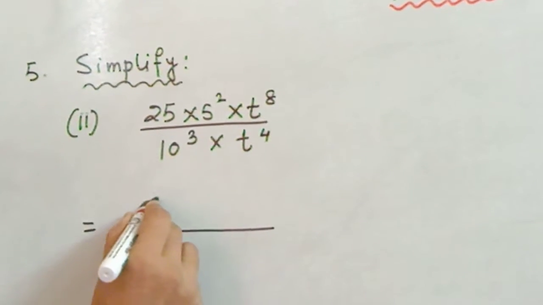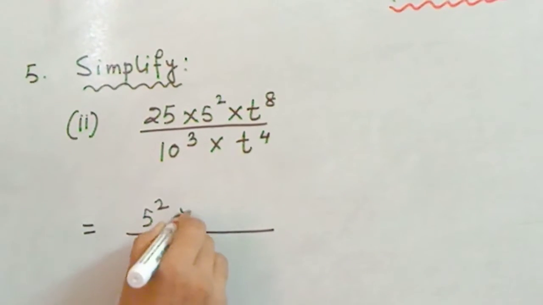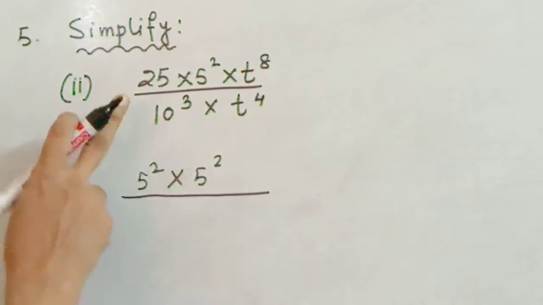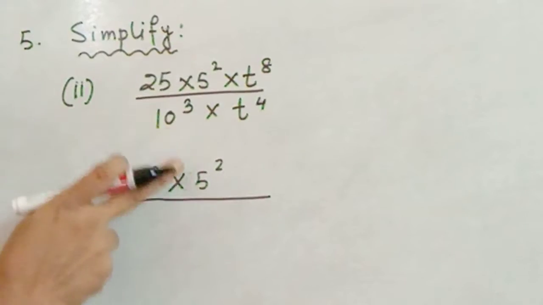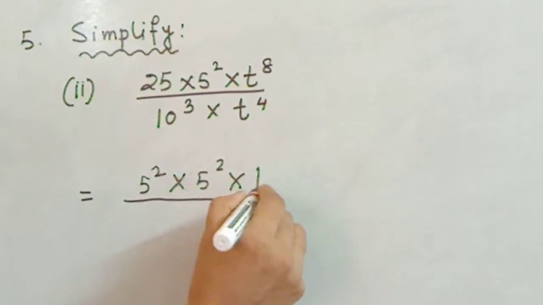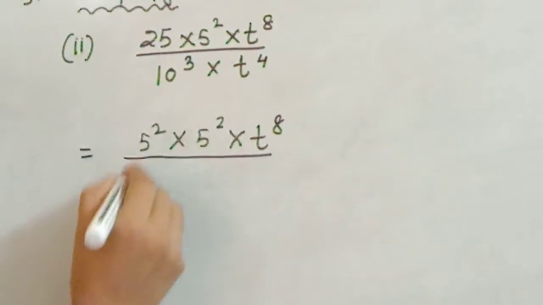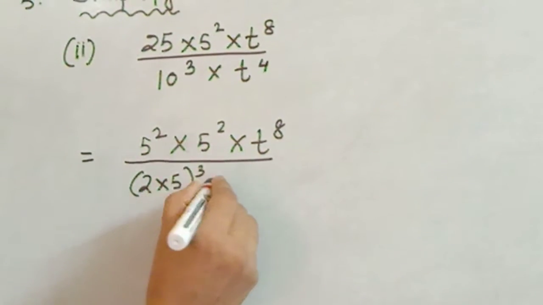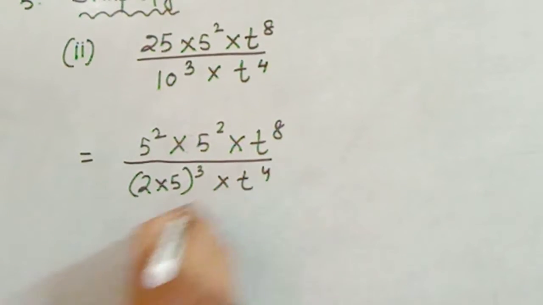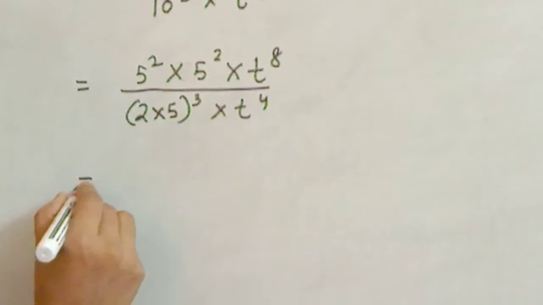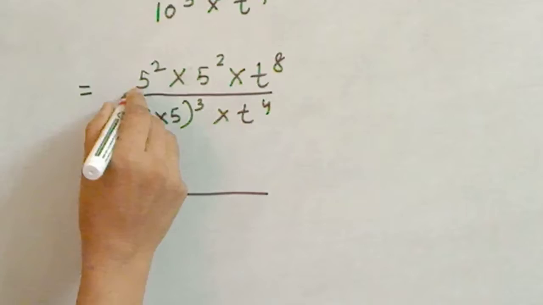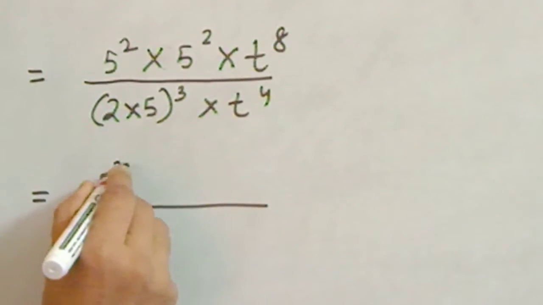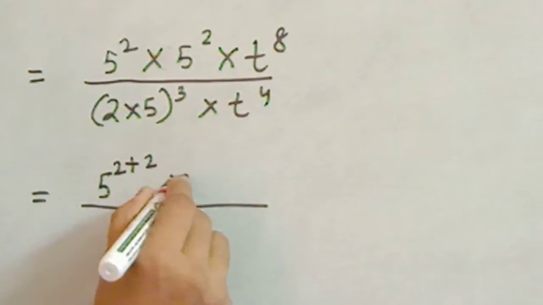So 25 means 5 to the power 2. Already 5 to the power 2 is there, so you will write 5 to the power 2 for 25 and 5 to the power 2 for this one, and then into t to the power 8. 10 means 2 into 5 whole to the power 3 into t to the power 4. Now the numerator is 5 to the power 2 plus 2, because you know that when bases are same, powers should be added. 2 plus 2 into t to the power 8.